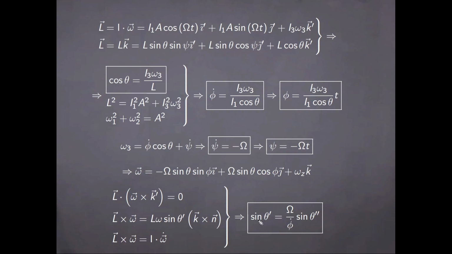So this is the relation between the angles: theta prime is the angle between the angular momentum and the angular velocity, and theta second is the angle between the angular velocity and the figure axis of the rigid body. So the two are proportional, the proportionality constant being the precession rate capital omega divided by the precession rate of the Euler angle phi.